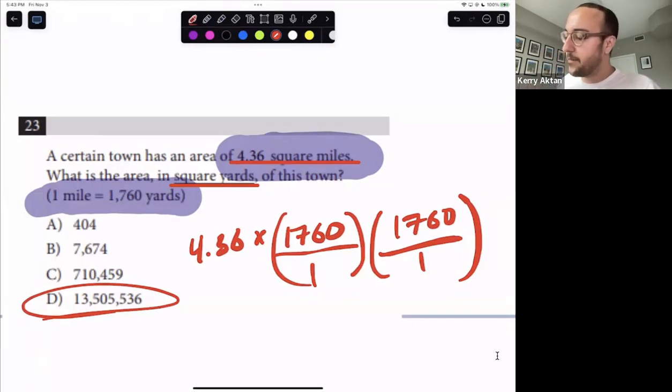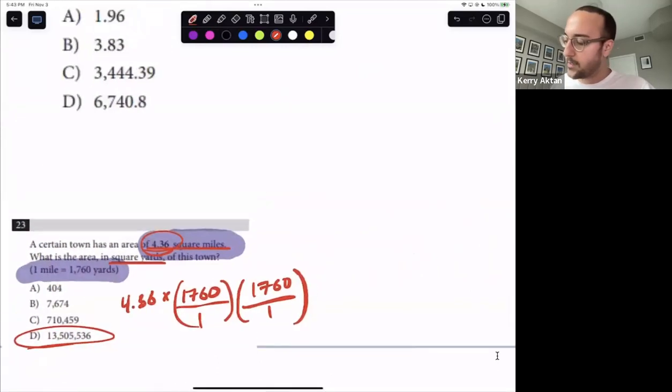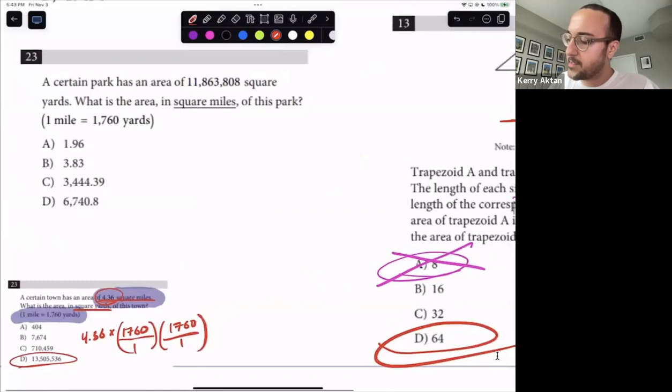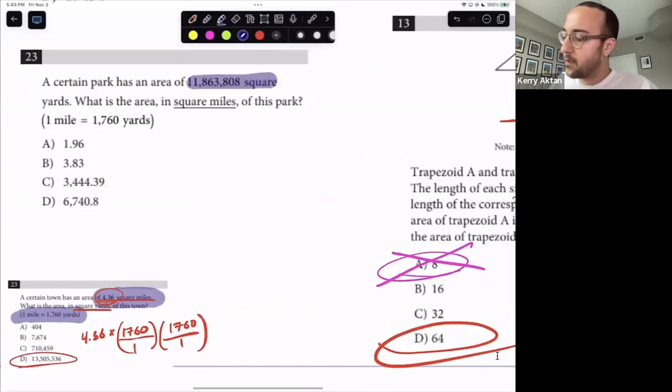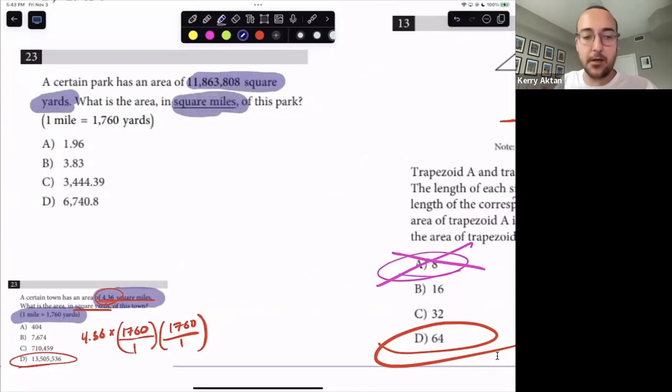Again, this is two-dimensional. So I need to apply that conversion twice. Whereas if you take a look at the top one, it's kind of the same thing, just in reverse. You have this big square yardage, and you want to go to miles. That number should get much, much smaller. Think about what a square mile is. A mile in the X and a mile in the whatever. That's a lot of space.